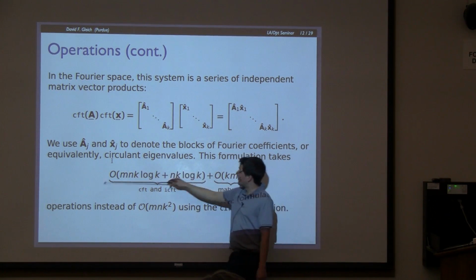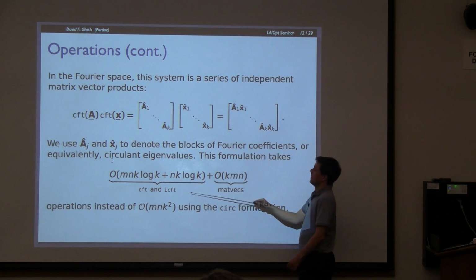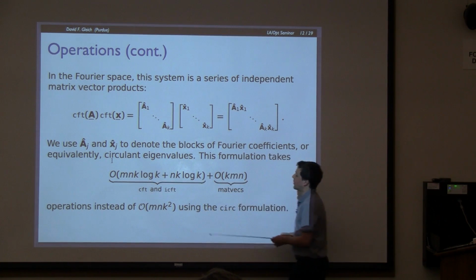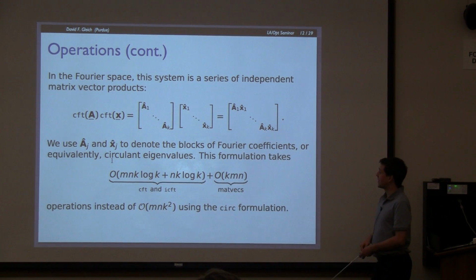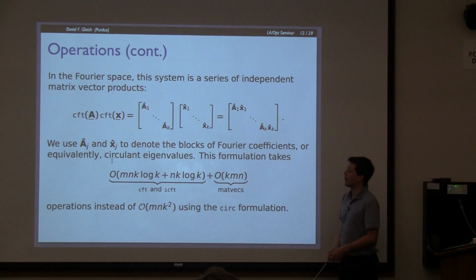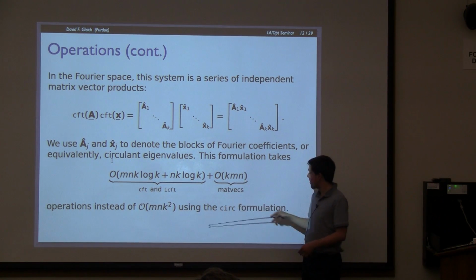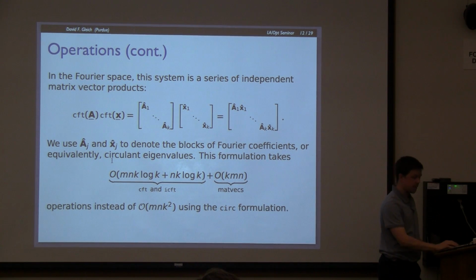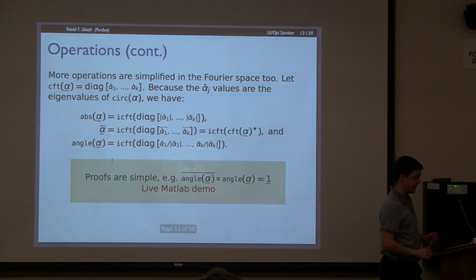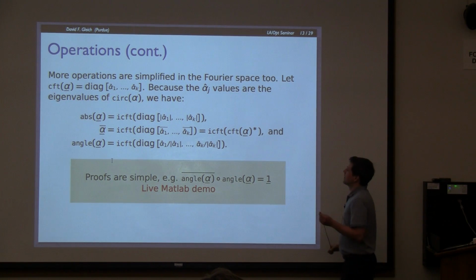So the work involved in doing this is, if you write it all out, this is how much work you have to do in the ICFT and the CFT, and this is how much work you have to do in all the matvecs. So this is a much better way of doing the matrix vector products than doing it in terms of Fourier matrices.